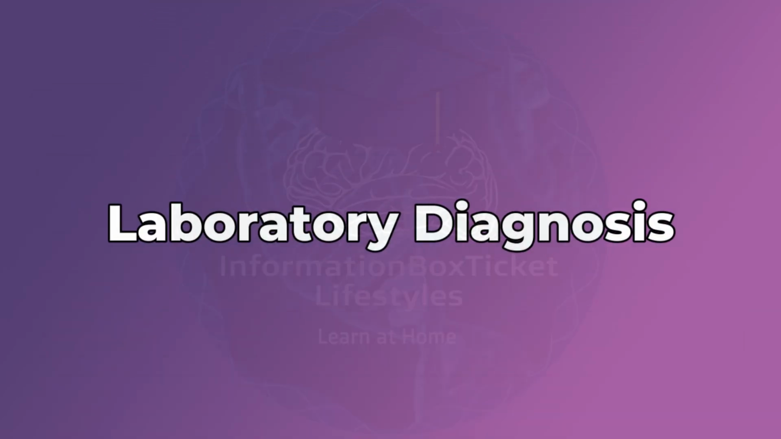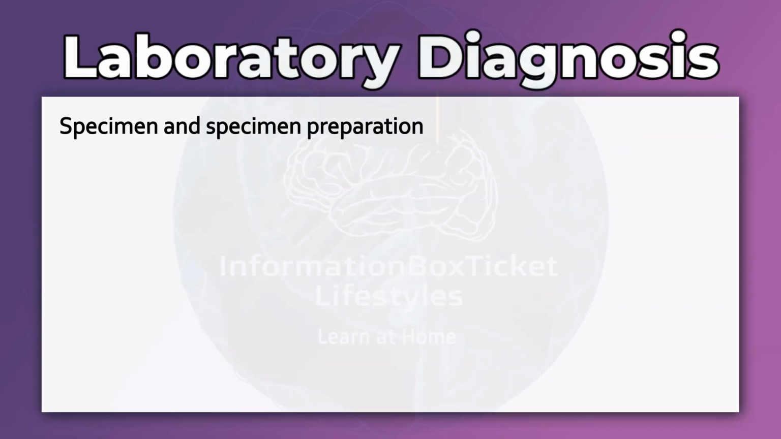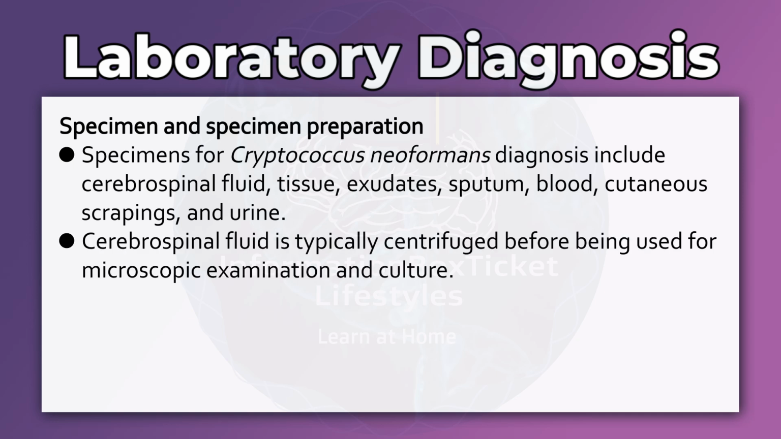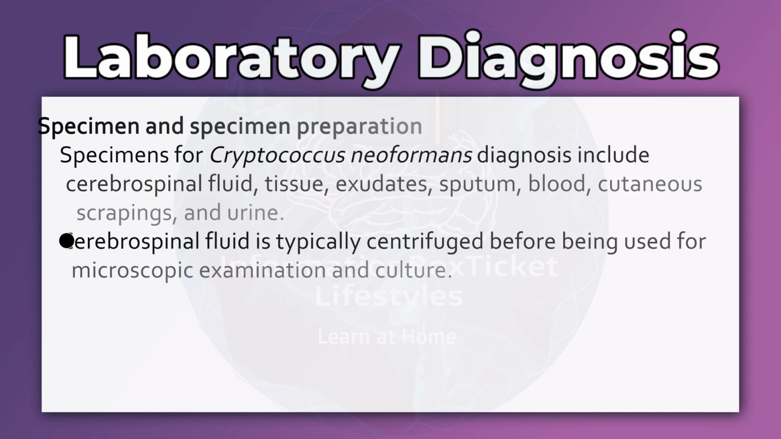Laboratory diagnosis of Cryptococcus neoformans. Specimen and specimen preparation. Specimens for Cryptococcus neoformans diagnosis include cerebrospinal fluid, tissue, exudates, sputum, blood, cutaneous scrapings, and urine. Cerebrospinal fluid is typically centrifuged before being used for microscopic examination and culture.